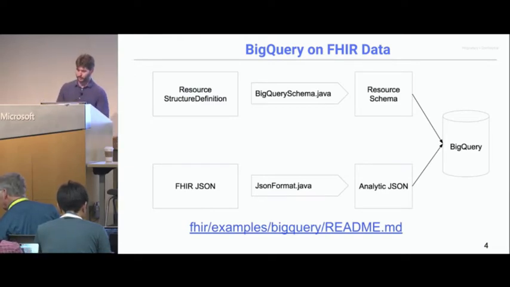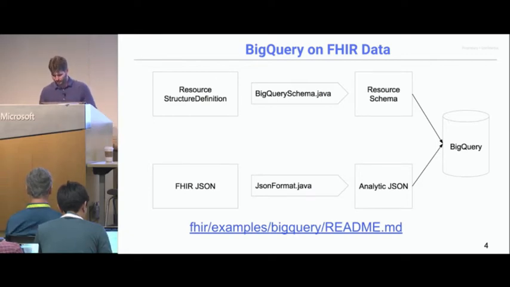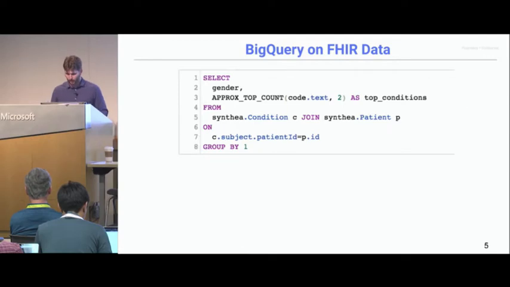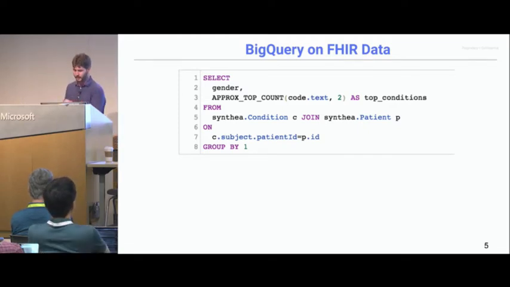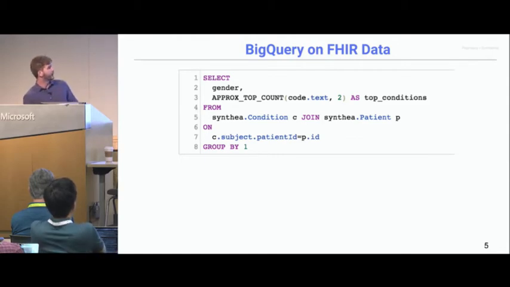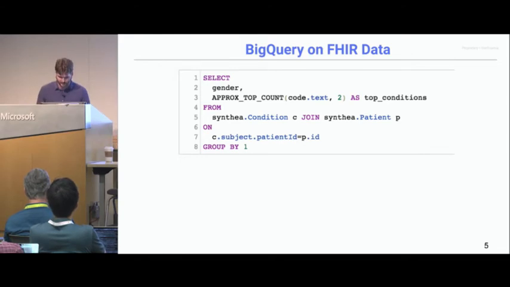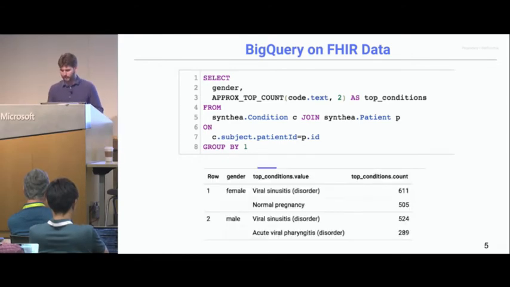I'm not going to go into a lot of detail about that. Again, if you're interested, there's a lot of information online about working with BigQuery and Google SQL. So here's a really simple example of the kind of query you can run on Synthea data. What we're doing here is we're saying, give me the top conditions sliced by gender. And because everything is well typed, this all comes out nicely. We can go look at nested fields like condition.subject.patient_ID, and you can get results.